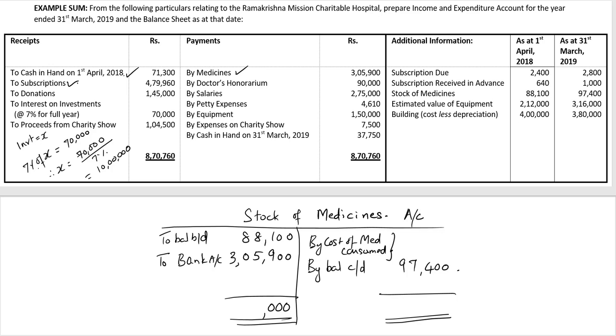Totaling up the debit side. Totals to 3,94,000 rupees. We need to subtract 97,400 rupees.